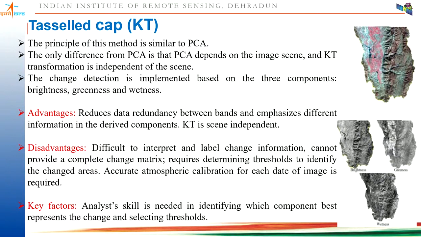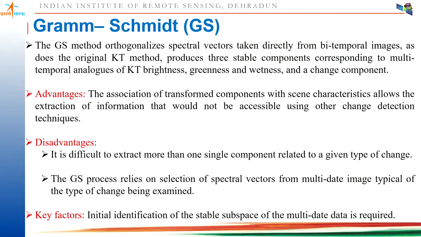Another method is Tasselled Cap. So this also was dealt with in the enhancement lectures. So the KT transform also can be used for change detection. In KT transformation, as you must be remembering, four components in totality are calculated. One is brightness, greenness, wetness, and no such index. Out of that, brightness, greenness, and wetness can be used for change detection. So it is similar to principal component analysis.